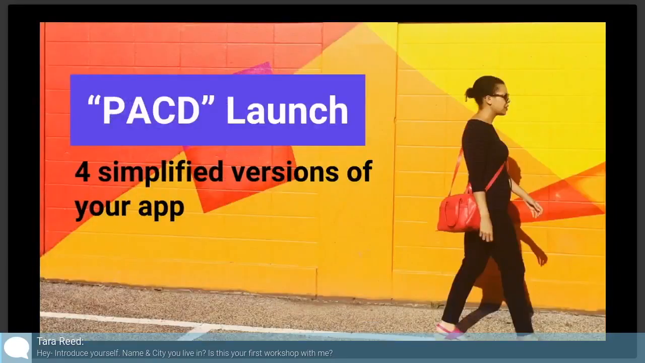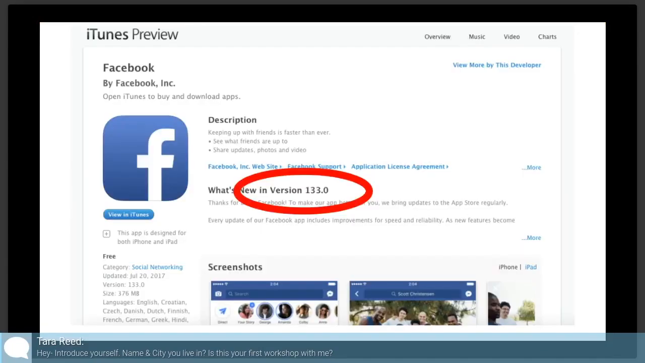So a PACD launch is a series of 4 simplified versions of your app. There's 4 letters in the PACD launch, P-A-C-D, and each one of those letters represents a different version of your app. And as you go along from the P to the A to the C to the D, they get a little bit more complicated, right? They get less and less simplified, but you start with something very simple and then you get more and more complex. And if you're thinking, wait a minute, 4 different versions of my app, that sounds outrageous.